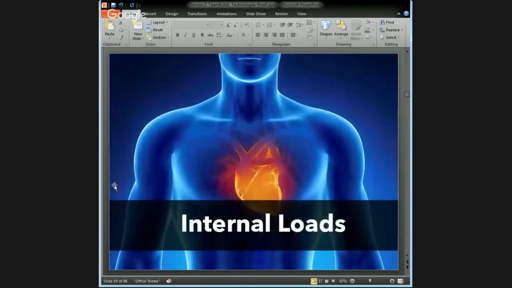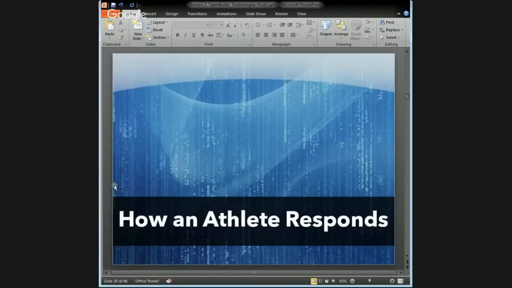And then we also need to look at what the internal loads of the athlete are, the physiological response to that training. And this is just simply how an athlete responds to the training that we prescribe.